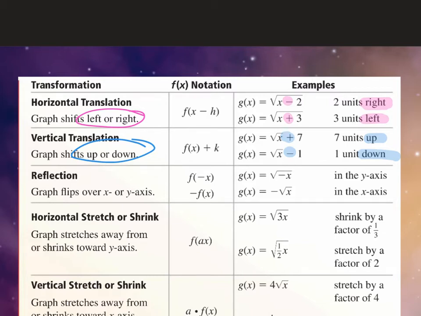And then we also have reflections. If you're multiplying the inside by a negative, so if that x on the inside is being multiplied by the negative, you're reflecting on the y-axis. If the outside is being multiplied by a negative, you're reflecting on the x-axis. These are our reflections when you're multiplying by a negative.